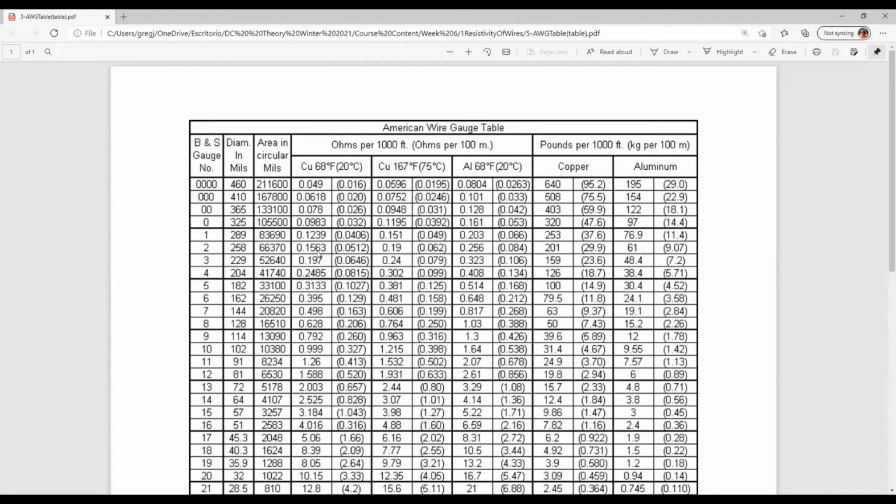Gregorio, our number was 83,900. Are we allowed to round down to number 1? No, no, since it was higher. Thank you for letting me know. It was 83,900. So it's going to be close to a number 1, close to that actual conductor.